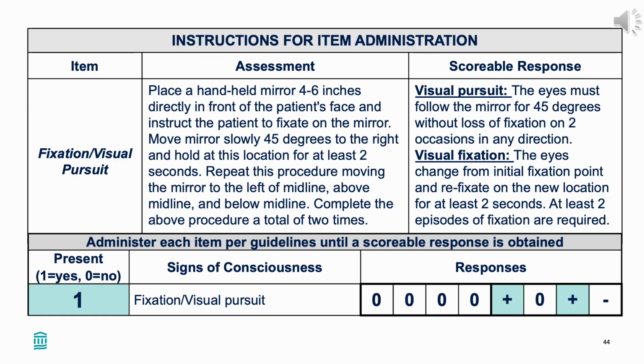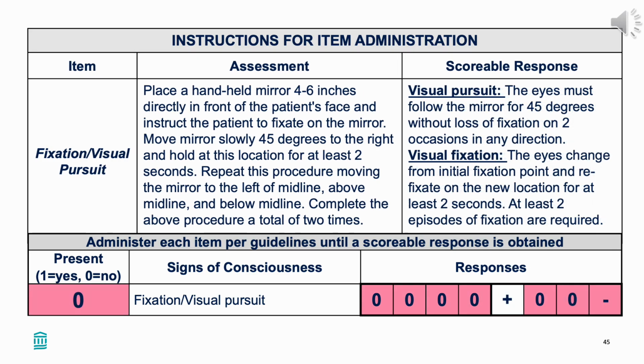The examiner should then mark the left-hand column with a 1 to indicate that this behavior is present and may discontinue the assessment. If the patient does not demonstrate at least 2 appropriate responses to the visual stimuli, suggesting that visual fixation or pursuit is absent, the examiner should mark the behavior with a 0 and move on to assess the next core behavior.